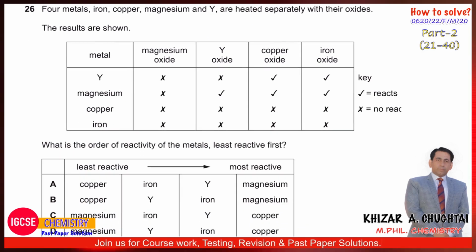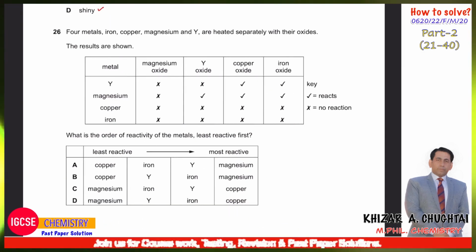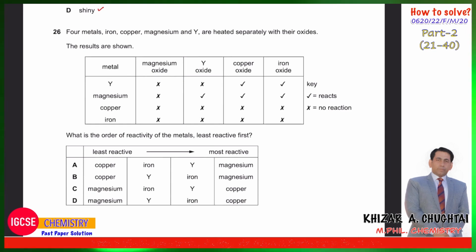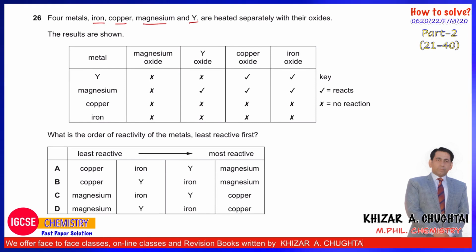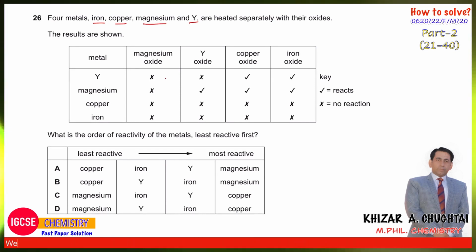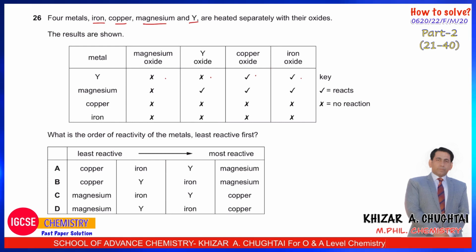Question number 26. Four metals, iron, copper, magnesium, and Y, are heated separately with their oxides. Y does not react with magnesium oxide, nor with its own oxide, but it reacts with the copper oxide and with the iron oxide. So it means that Y is more reactive than iron, and it is also more active than copper as well.